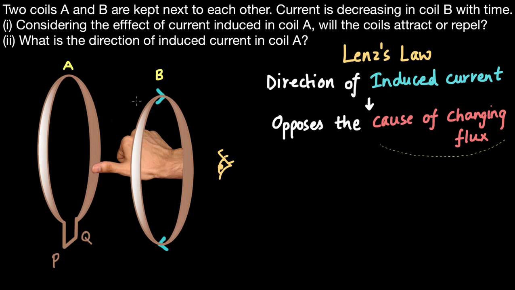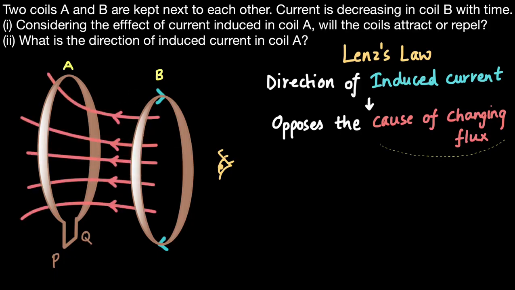So if we curl our fingers in a clockwise manner, this is your current I. The direction of the thumb always points in the direction of the magnetic field. So this right here is the magnetic field. Now that means that the magnetic field would look like this. Now because the current is decreasing, the strength of these magnetic field lines will also decrease. So let's write that over here. There is decreasing current, which means there will be decreasing strength of magnetic fields, decreasing B strength.